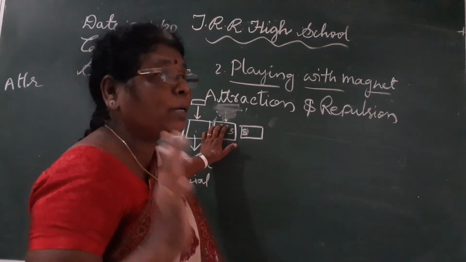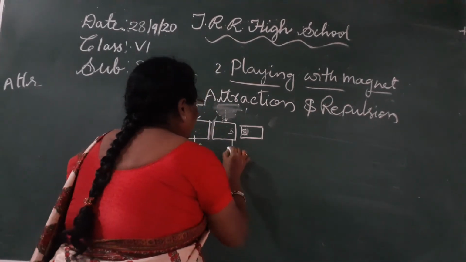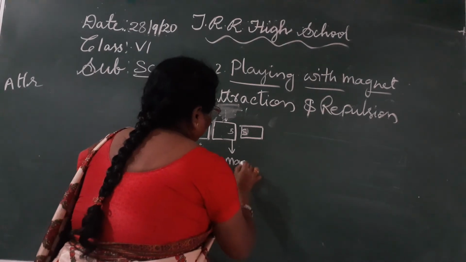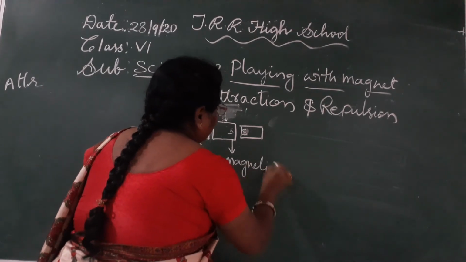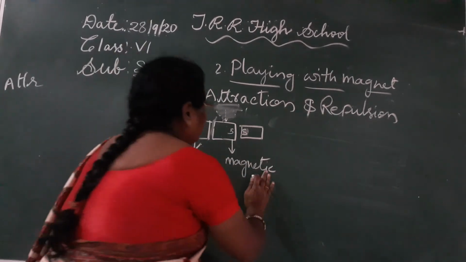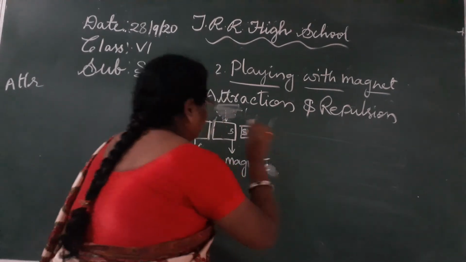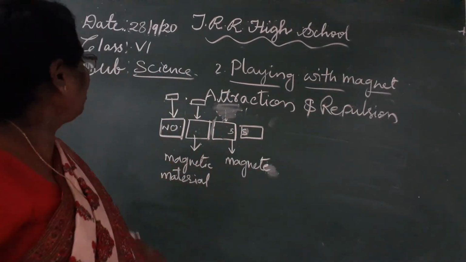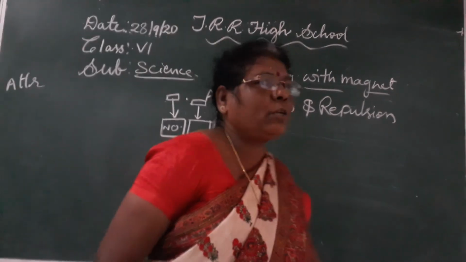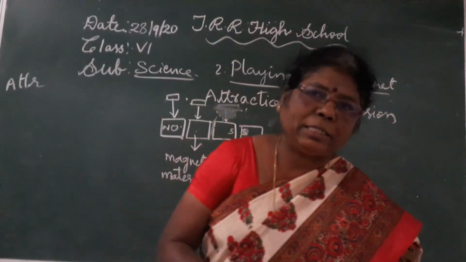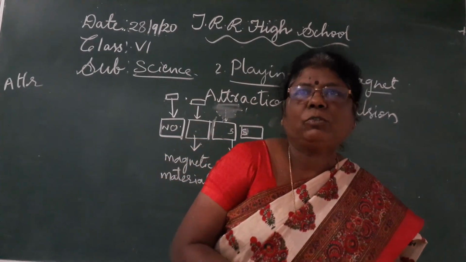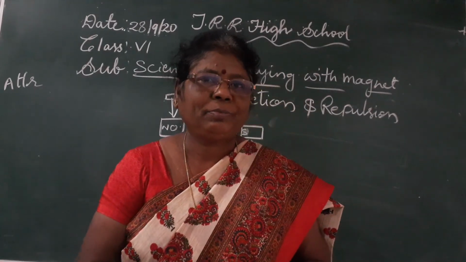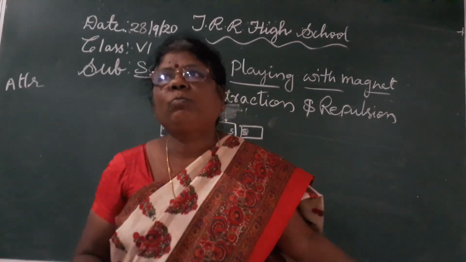What do you understand by this? This object is a magnet. So with this we can find out which one is a magnetic material, which one is a non-magnetic material, or which one is neither a magnet nor a magnetic material. Understood, children? Thank you. Next class we will see another property.